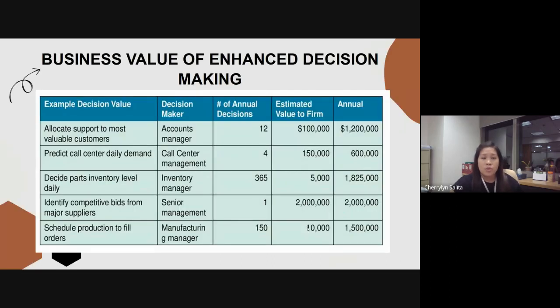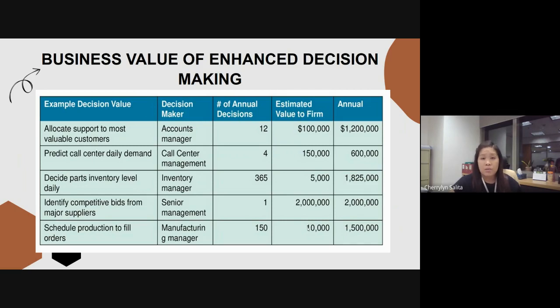So first and foremost, let's look at this table. It's the business value of enhanced decision making. So this table demonstrates that decisions are made at all levels of the company, some of which are frequent, routine, and many. Even though the value of enhancing even one decision could be negligible, enhancing hundreds of thousands of little decisions over the course of a year can have a significant impact on the organization.